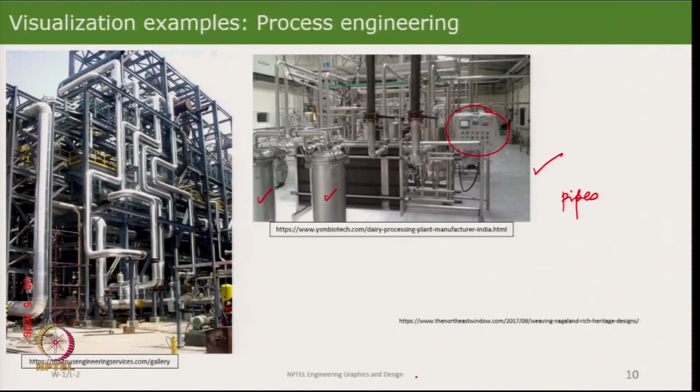That is one example. On the left is an example of a typical chemical plant, where you can see all these things. These are pipes, and these other things which you see over here, this is the structural part of the thing. So, this is a structure, this thing is a pipe.